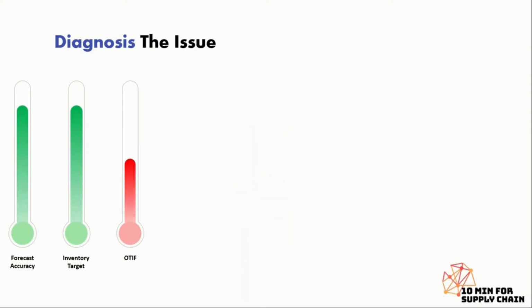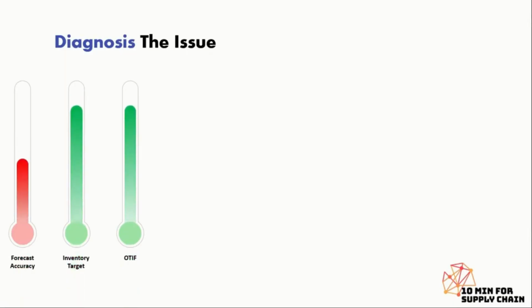So, if the forecast accuracy is high and we are able to fulfill our inventory target 100%, then still we are having low OTIFs, which means we have the inventory at DC level, but we are not able to supply it to customer. It's a supply issue.